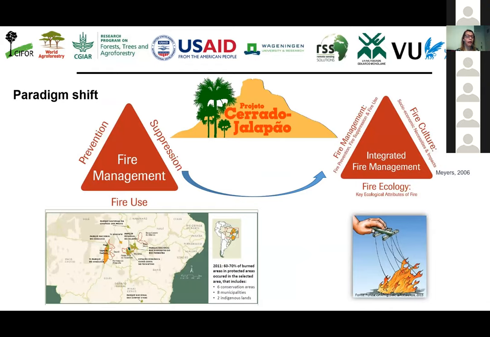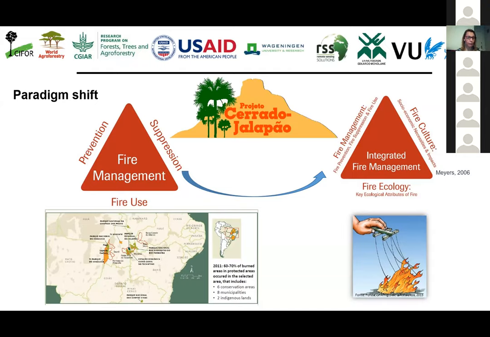Taking into account all these issues, Brazil started a paradigm shift. From fire management mainly focused on fire suppression, we began to look at fire as a management tool. Thanks to an international cooperation project with Germany, the Cerrado Jalapão project, Brazil is advancing to the integrated fire management approach, including one of its strategies, the prescribed burnings.